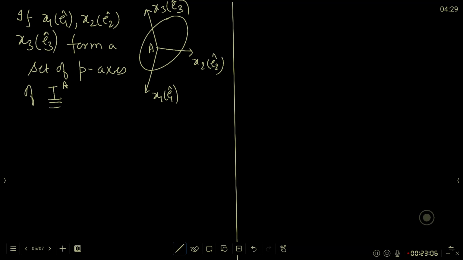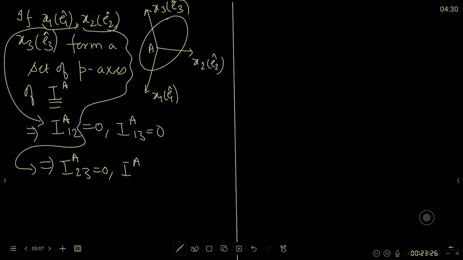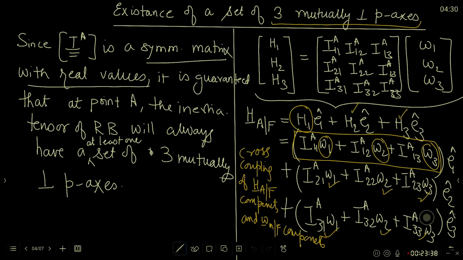Then what happens? Since x1 (E1) is a principal axis, this implies that I_A12 = 0 and I_A13 = 0. Since x2 (E2) is a principal axis, it implies that I_A23 = 0 and I_A21 = 0, right?